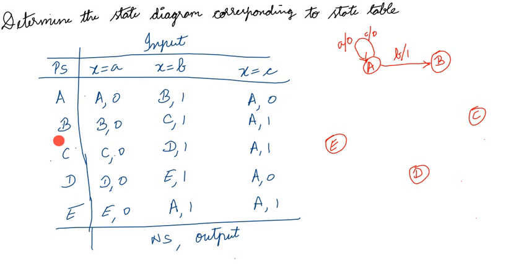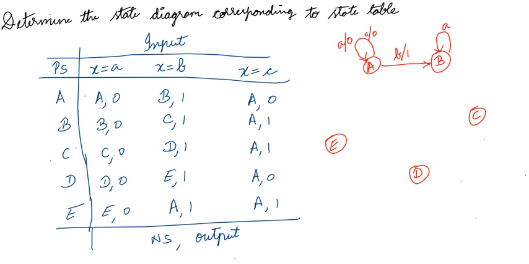Now we go to the present state B. When the input is a, we go to the same state B with the output 0. This is the next state comma output, NS comma output. 0, 1 are the outputs, and A, B, C are the states. So when the present state is B and the input is small a, we go to the same state B with output 0.